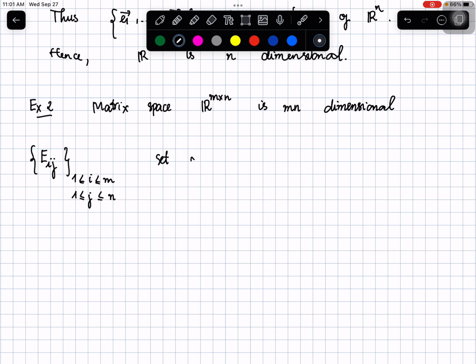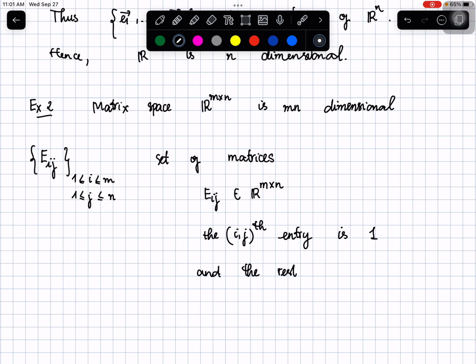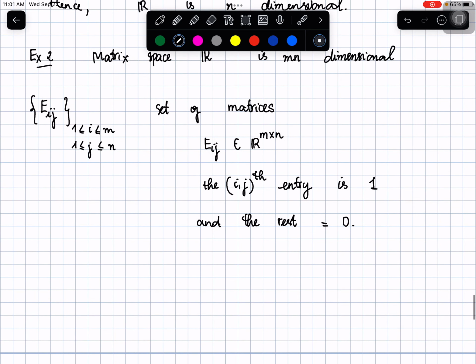The set of matrices. Let me write it like this: Eij is an m by n matrix, and the ijth entry is 1 and 0 otherwise, and the rest equal to 0. So, for example, okay, is this clear?